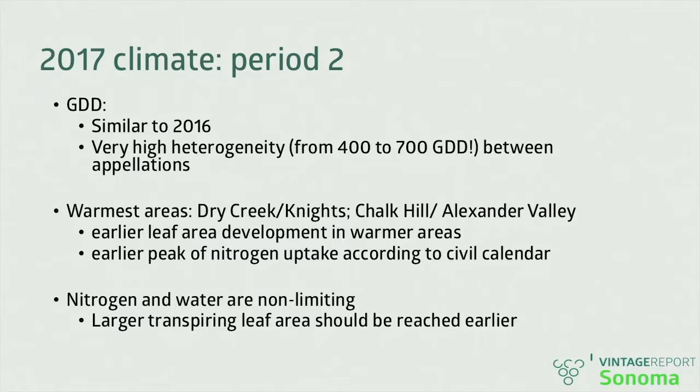So with this simple approach, looking at heat and rain, we can come up with our first take-home of the day. There will be 6 take-homes. But the first one is that during period 2, so the period during which we have this explosion of biomass, growing degree days accumulation is very similar to 2016. So the speed at which things unfold should be following the same pattern. But we need to acknowledge that there is a very strong heterogeneity. Warmest areas being Dry Creek, Knights, followed next by Chalk Hill and Alexander Valley.